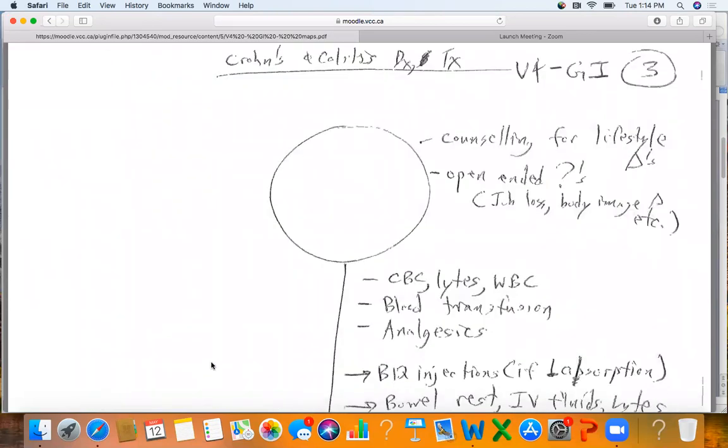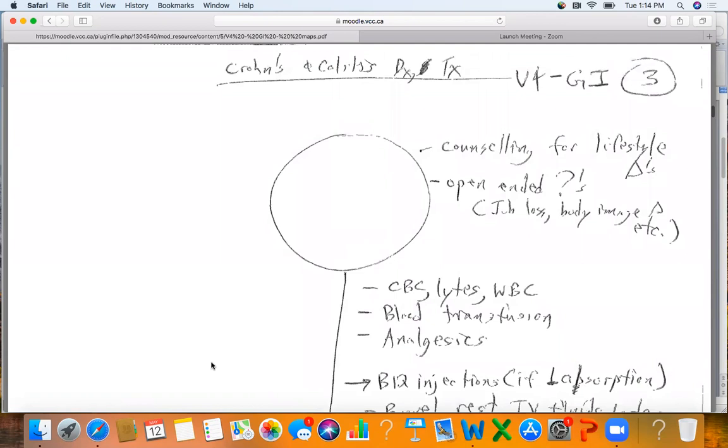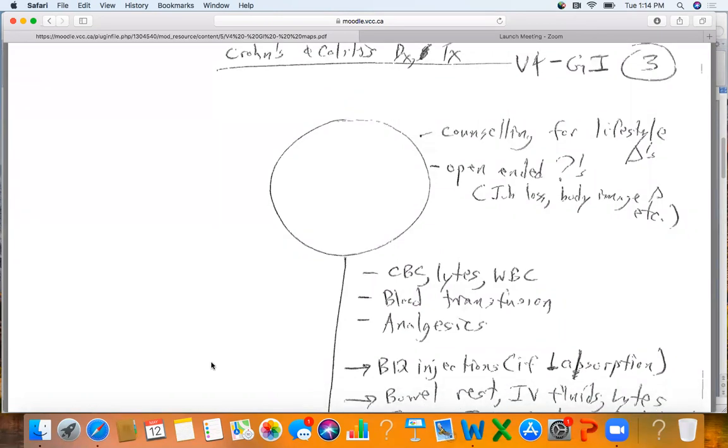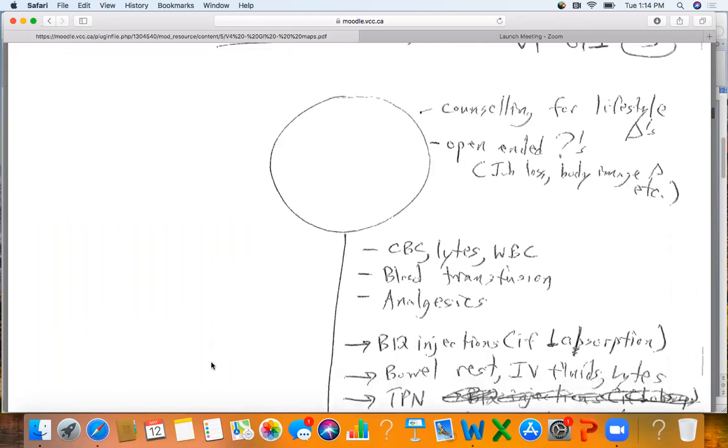So someone who comes into hospital with a flare-up of Crohn's or colitis, go ahead and read through this list, maybe on your own, pause the video, read through it. I think most of it's pretty obvious, but I will talk to some of the points. Why counseling for lifestyle changes? It depends on what the patient's going through.